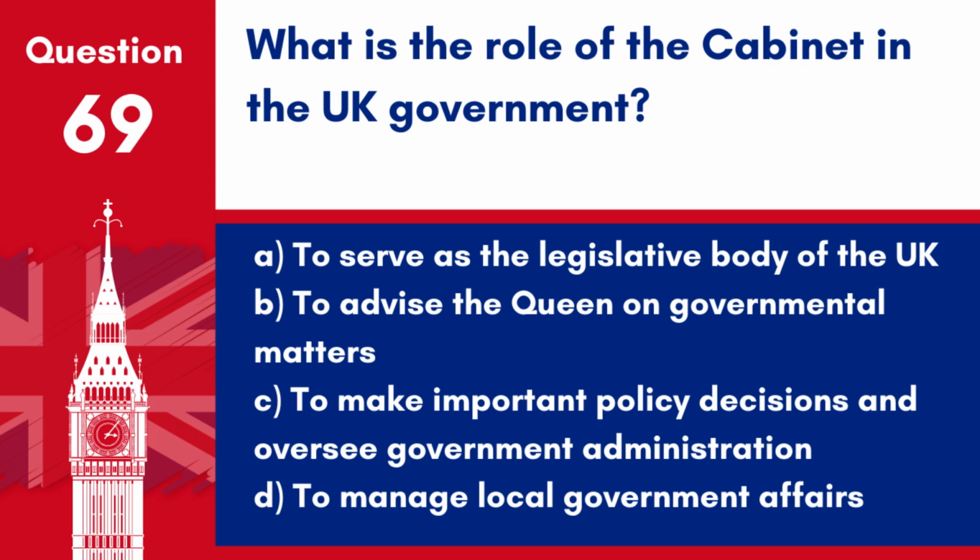Question 69. What is the role of the Cabinet in the UK government? A. To serve as the legislative body of the UK. B. To advise the Queen on governmental matters. C. To make important policy decisions and oversee government administration. D. To manage local government affairs.